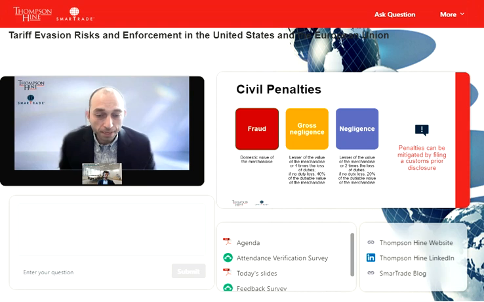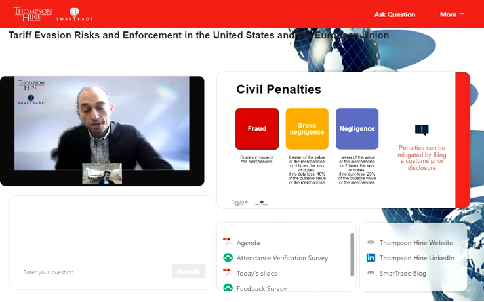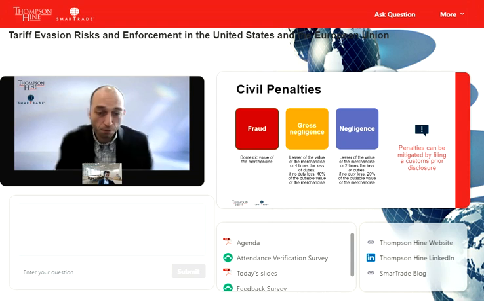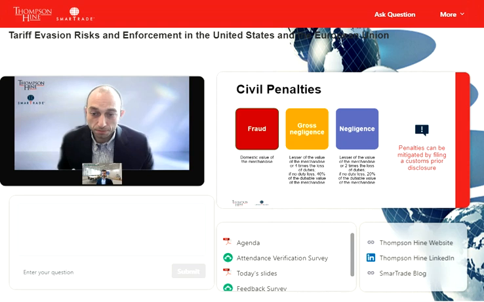And the statute of limitations for negligent and grossly negligent violations is 5 years from the date of violation. So essentially, if you're dealing with a negligent or grossly negligent violation, once you report that, you would be required to go back 5 years and address the issue and pay the underpaid duties and interest, and then you will be able to get the benefit of the safe harbor and avoid any additional penalties from the CBP.